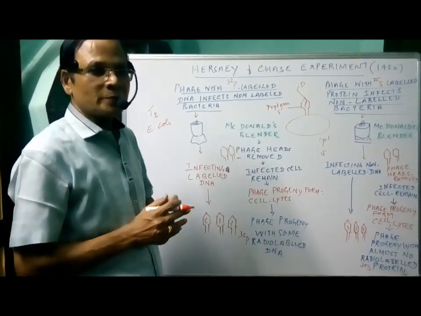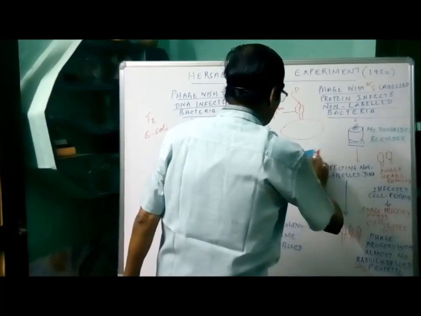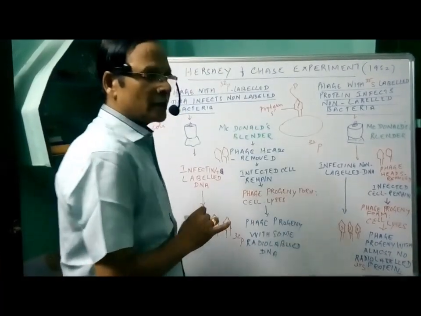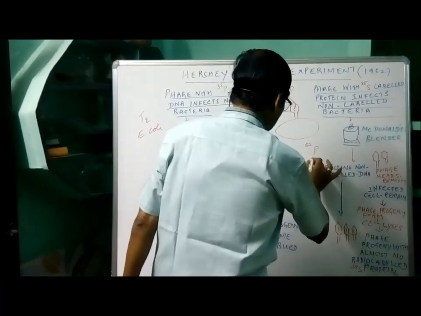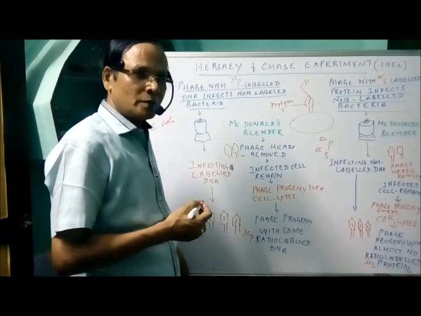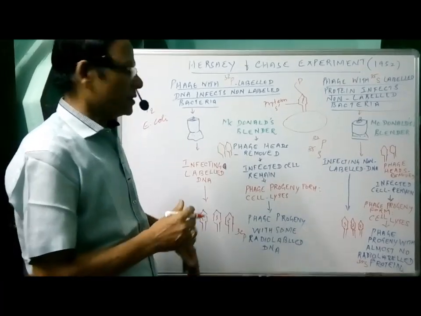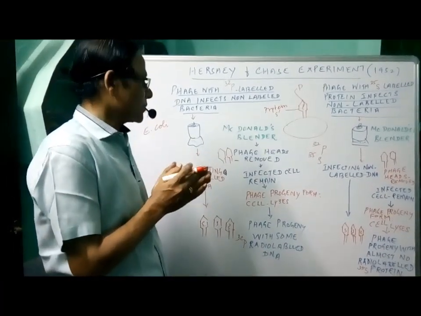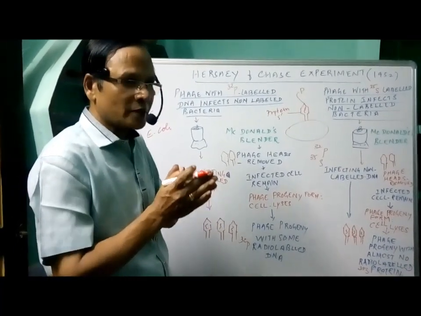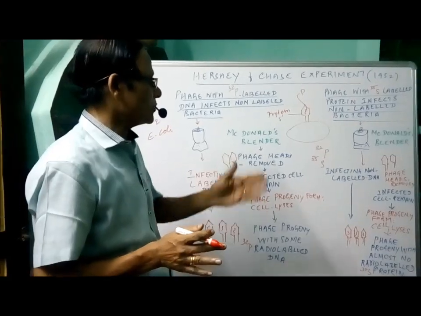Now, he designed an experiment by using radioactive phosphorus or phosphate, P32, and radioactive labeled sulfur, that is S35. He used these radioactive labels of phosphorus and sulfur to keep track of the virus's DNA and protein during the infection process.